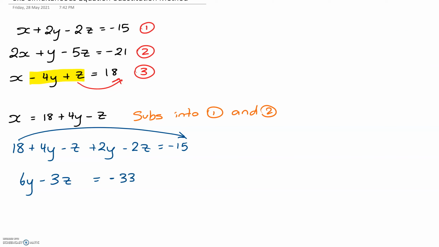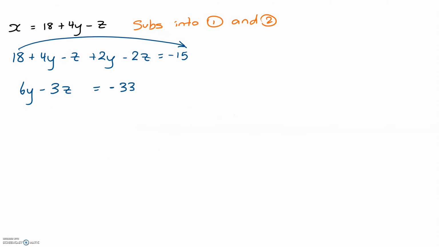And if I want, I can simplify this further. I can see 3 is a common factor, so I can take 3 out. So I'm left with 2y minus z equals negative 33. And if I divide both sides by 3, I'm just left with 2y minus z is equal to negative 11. So I'm going to highlight this equation over here because I'll use this.